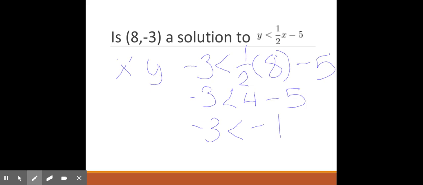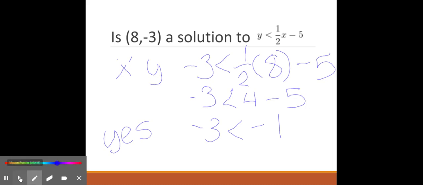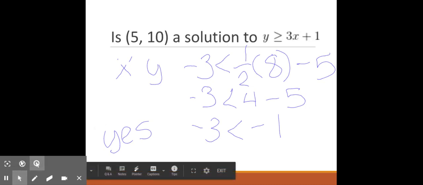So now that both sides of our inequality are as simple as it can get, we're going to ask ourselves, is negative 3 less than negative 1? And in fact, it is. And we're going to say yes. So (8, -3) is a solution to this inequality. So if we were graphing it and we tested the point (8, -3), we would shade towards (8, -3). All right, so we are going to do the next example.